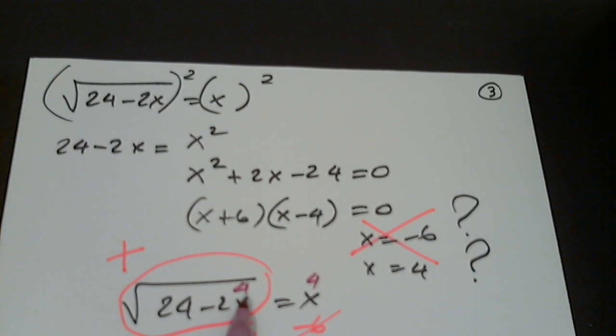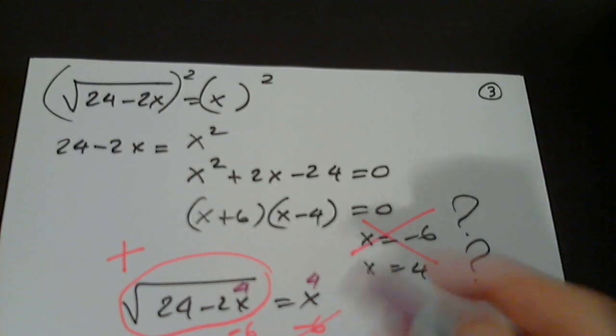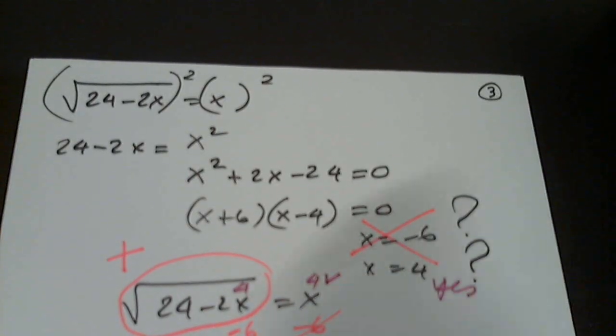Negative 2 times 4 is negative 8. 24 minus 8 is 16. The square root of 16 is 4, and I will say yes.